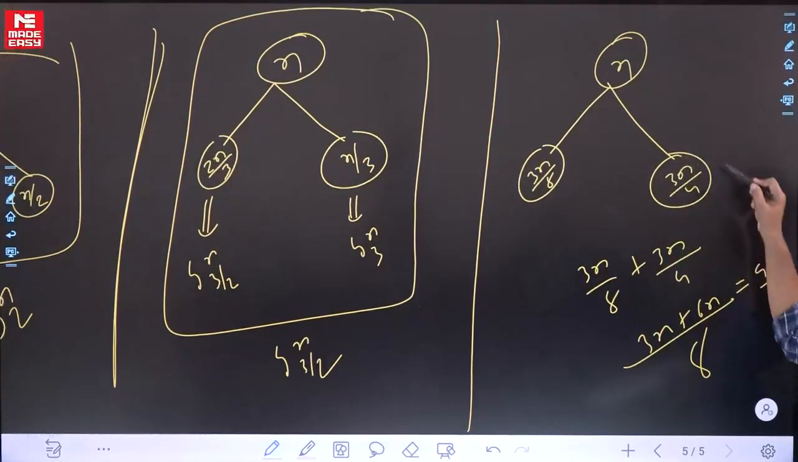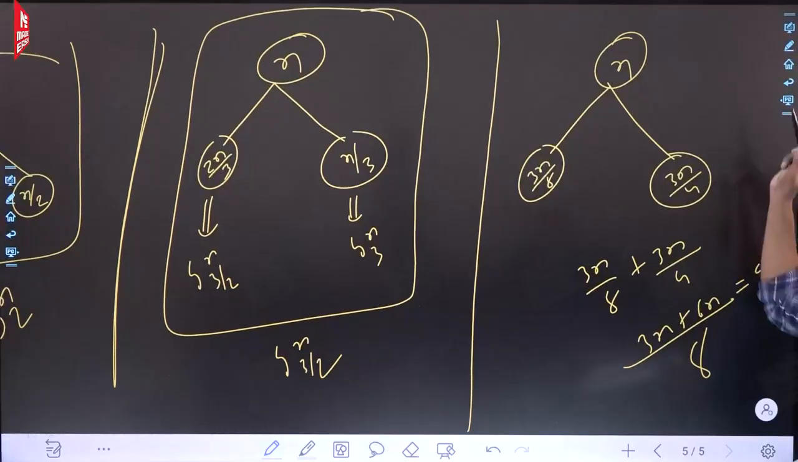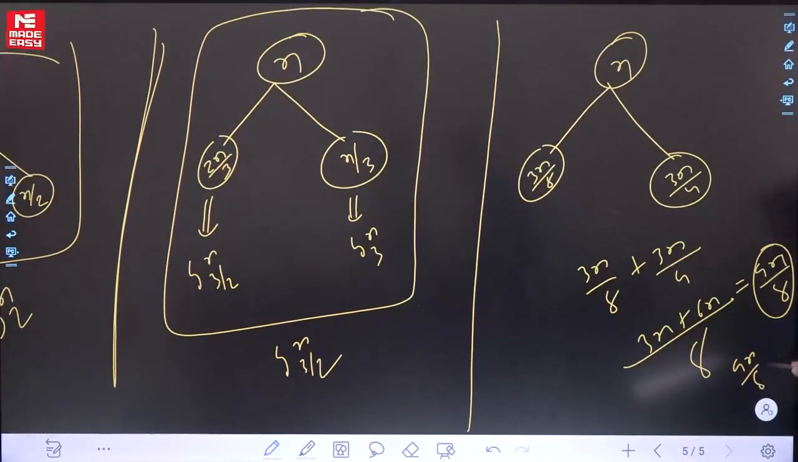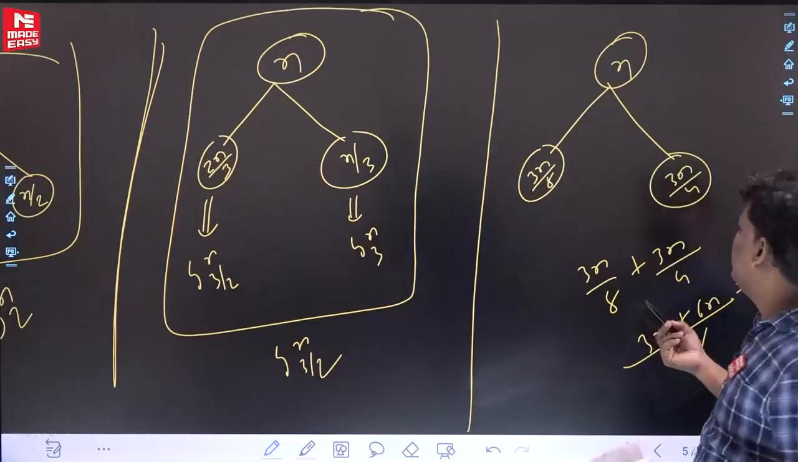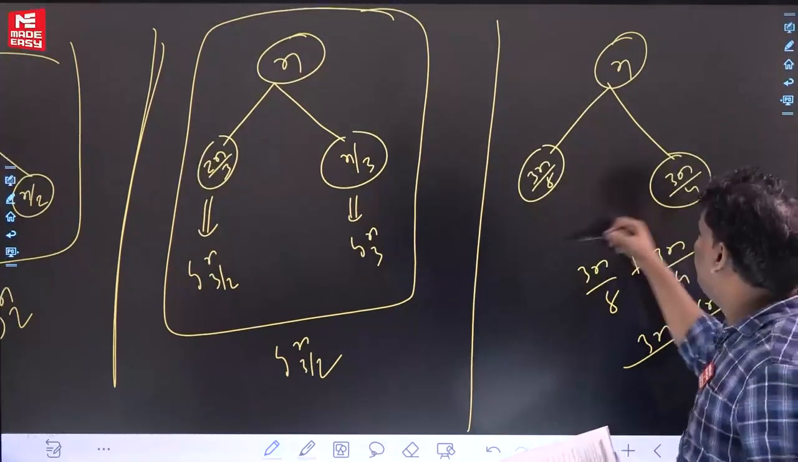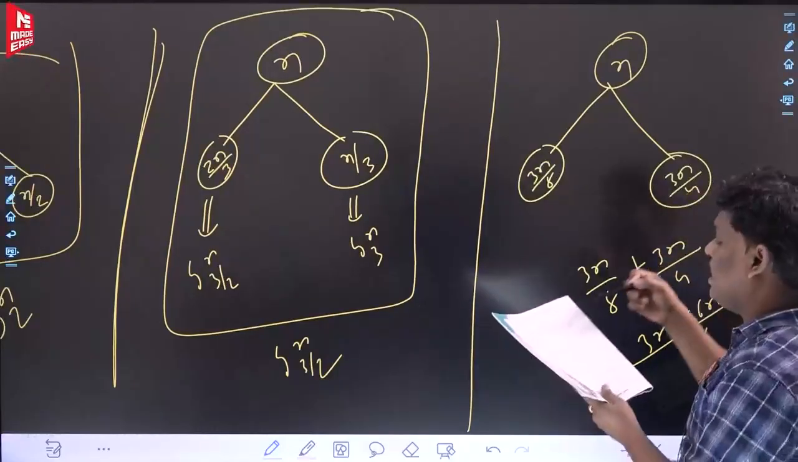After keeping right this much, left I kept only half. After doing that, if I do the total sum, it is 9n by 8. What is the meaning? It is more than n. Try to remember, 9n by 8 is greater than n. You only said total is n elements, right? If I add the left and right, it is coming more than n. More than n means, but I have n nodes only.